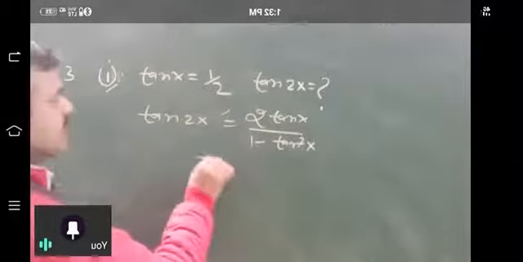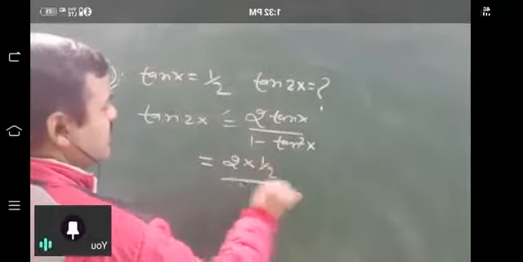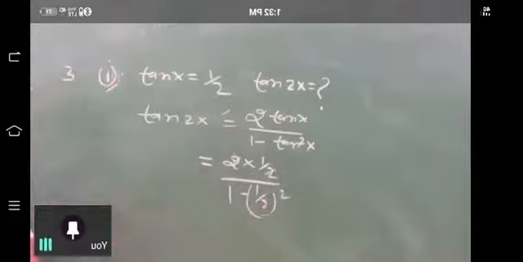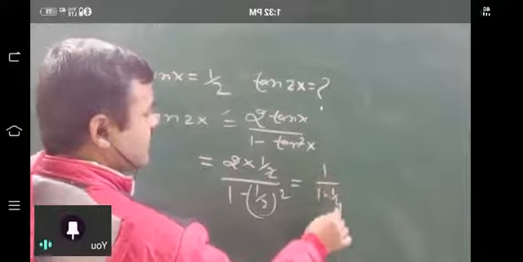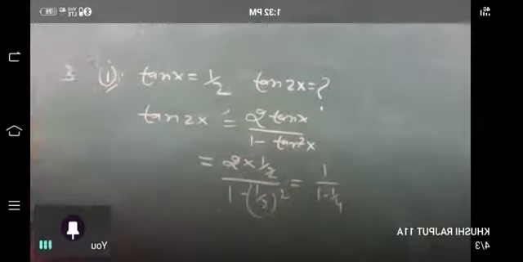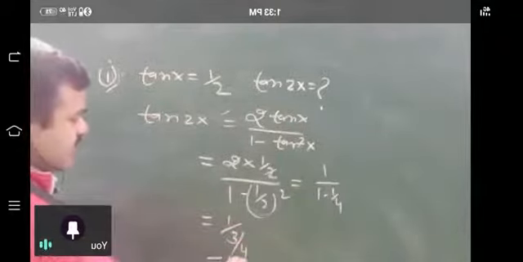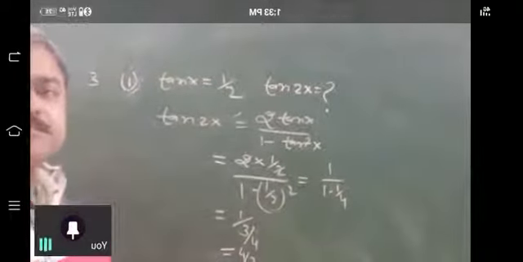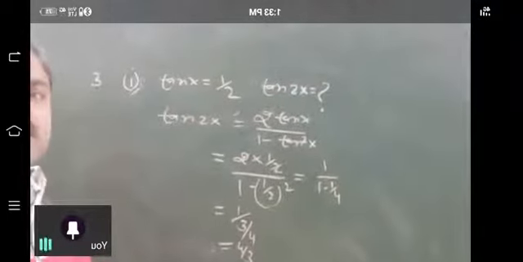If you are putting the value of tan x, so this is equal to 2 multiply 1 by 2 upon 1 minus 1 by 2 whole square. This is cancel out. Now the remaining is 1 upon 1 minus 1 by 4. 4 minus 1, 3 by 4. So it is equal to 1 upon 3 by 4, that is equal to 4 by 3. So your answer is 4 by 3 is the right answer. Okay. See, 4 by 3 is the right answer.